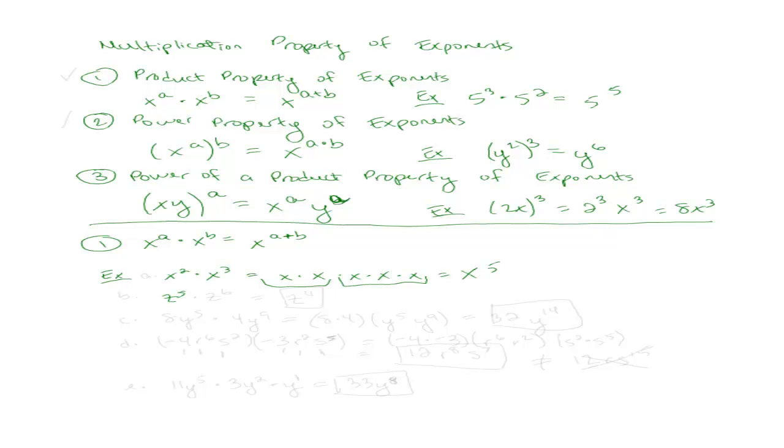Okay. Let's keep it easy. Say I have z to the 5th times z to the 6th. What do you think that's going to give me? Z to the 11th. Good. Okay. Let's take it a step up.